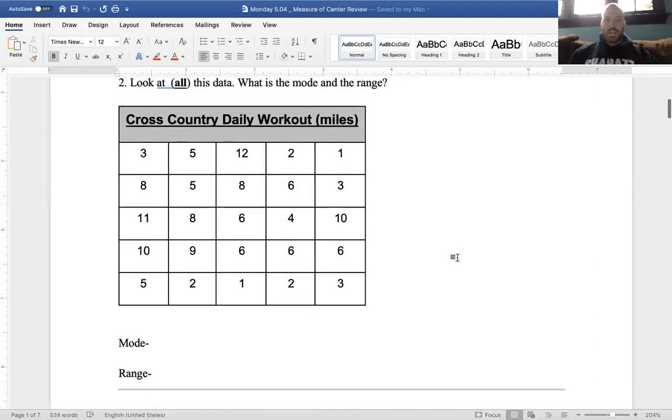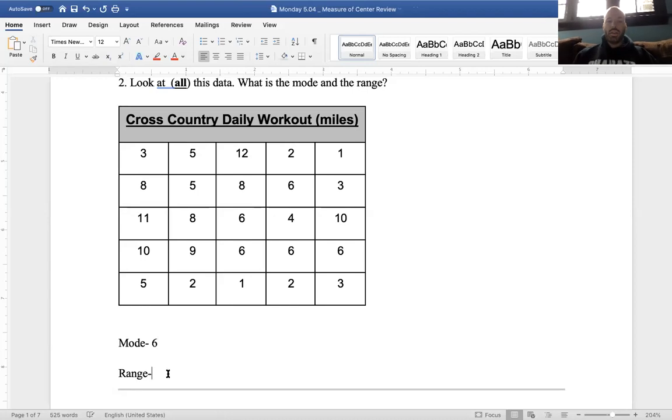Okay, looking at our data, when I look at all these numbers, the one that occurs the most is the number 6. 1, 2, 3, 4, 5 times. I thought it was 5 at first, but 5 only occurs 3 times. So our mode is 6.